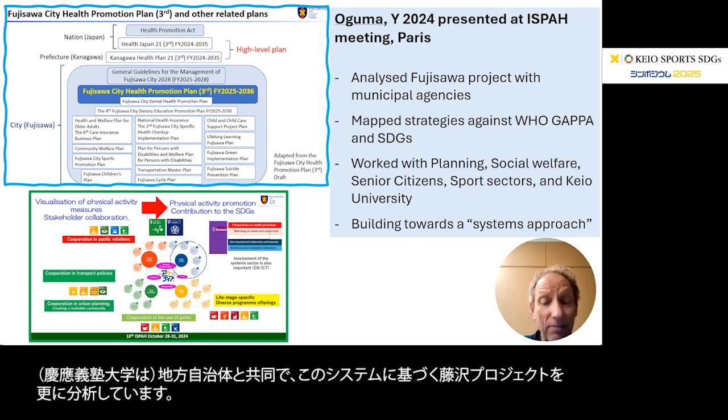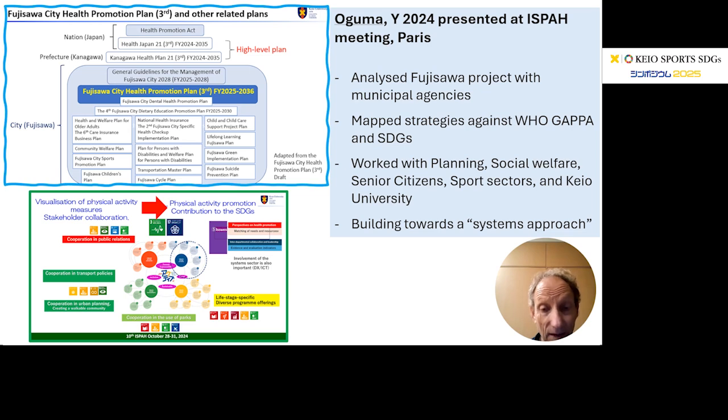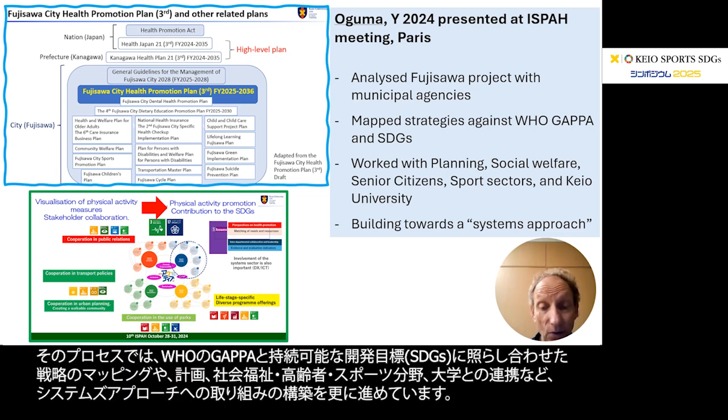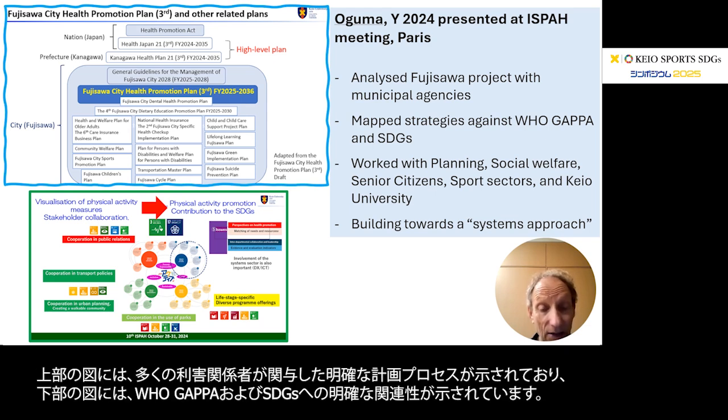The planning process that made Fujisawa a systems-informed project included the analysis with municipal agencies, mapping strategies against the World Health Organization Global Action Plan and the Sustainable Development Goals, and working with a range of partners in planning: social welfare, senior citizen, sports sector, and Keio University. It's building towards a systems approach. And you can see in the figure above, there is a clear planning process that involves many stakeholders, and in the figure below, a clear link to both the WHO Global Action Plan and the Sustainable Development Goals.